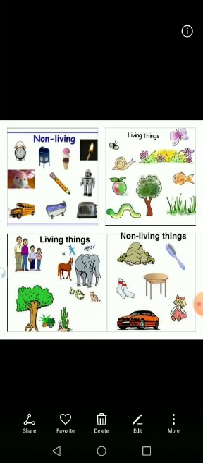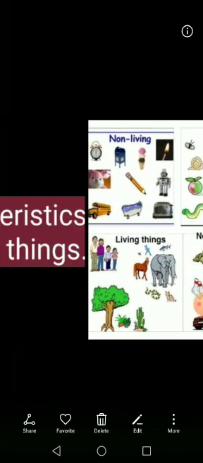Okay, now let's revise the characteristics of living things. Number first characteristic of living things is move. Yes, living things can move on their own. Animals move from one place to another in search of food or shelter. And you know, animals like dog, cat, and human beings walk with the help of their legs, so they can move from one place to another, right?